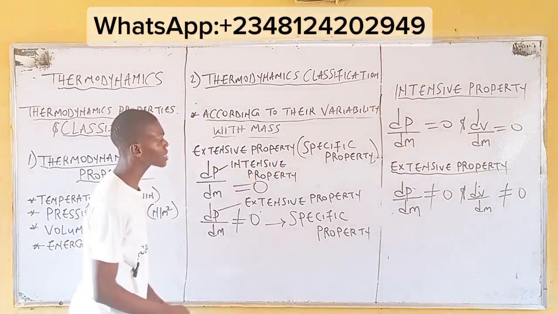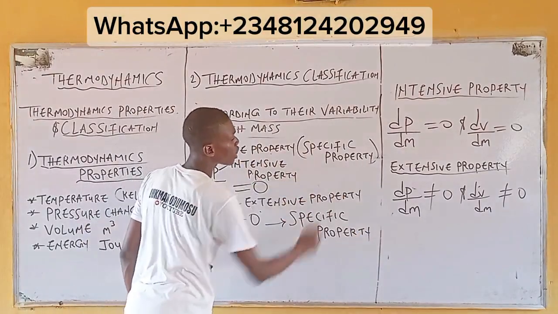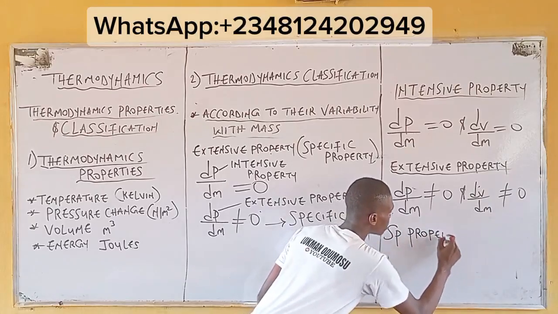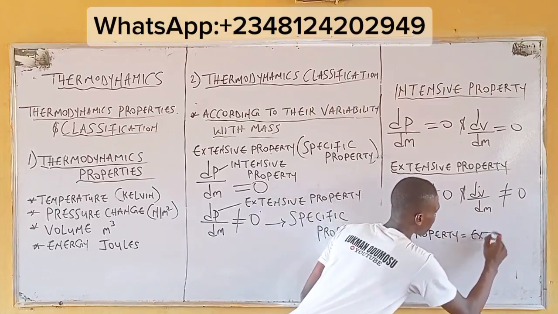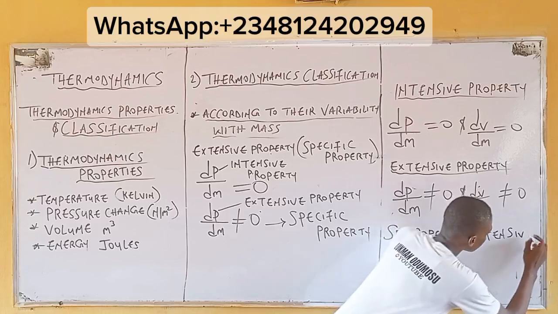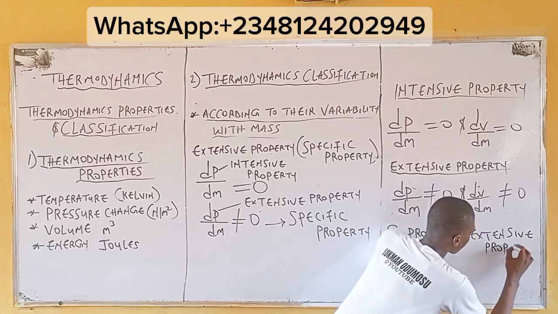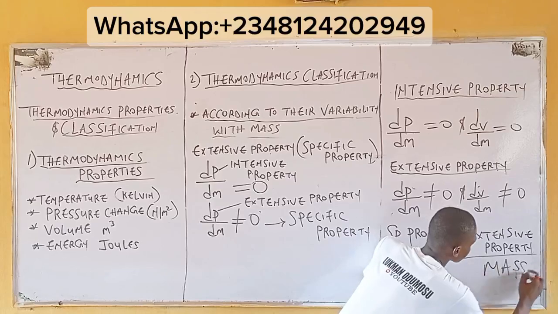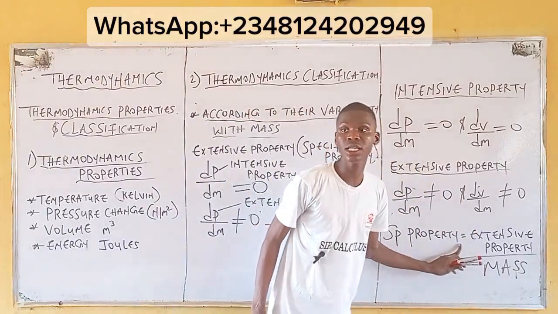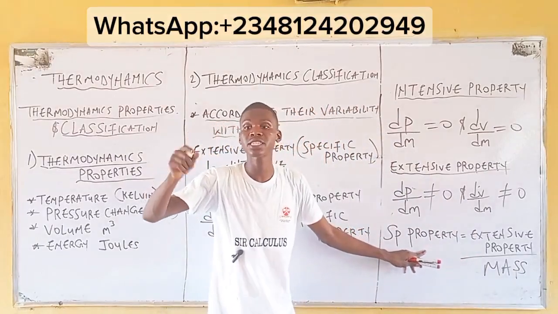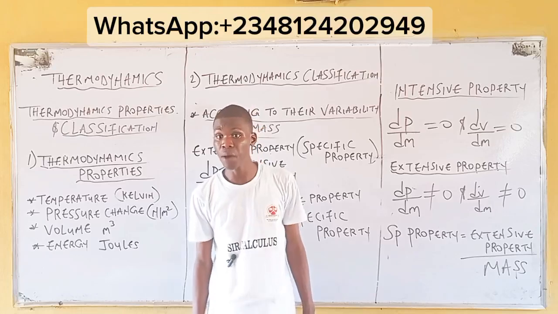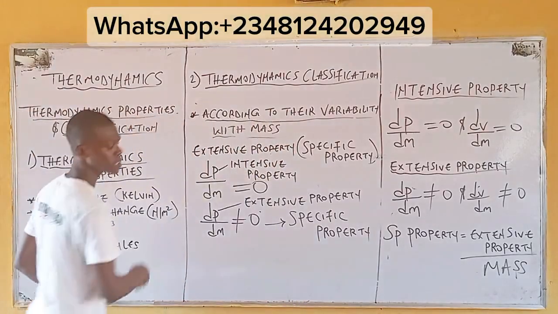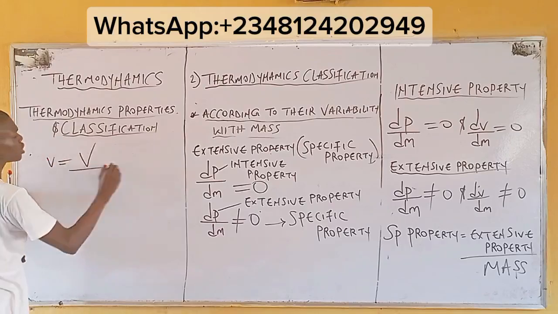Now, mathematically, the relationship between extensive property and specific property says that your specific property is equal to extensive property over mass. Take note, your specific property is always represented with a small letter. Meaning, let's use volume to explain this. Let's say you have v is equal to V over m.